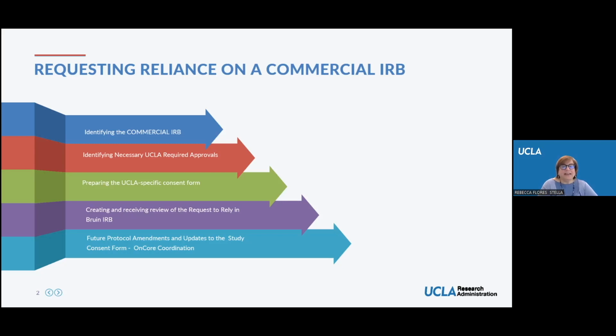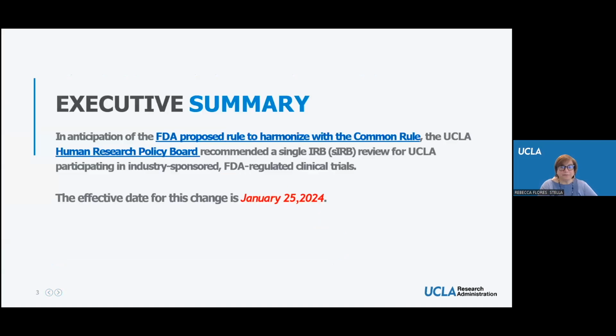So here on this slide, just highlighting the process: identifying a commercial IRB, identifying necessary UCLA approvals in addition to the requirement to register your request to rely, preparing your UCLA-specific consent form, creating the actual request to rely in Bruin IRB, and then what you do in the future when there are protocol amendments and updates, and your need to keep that consistent and posted to OnCourt.